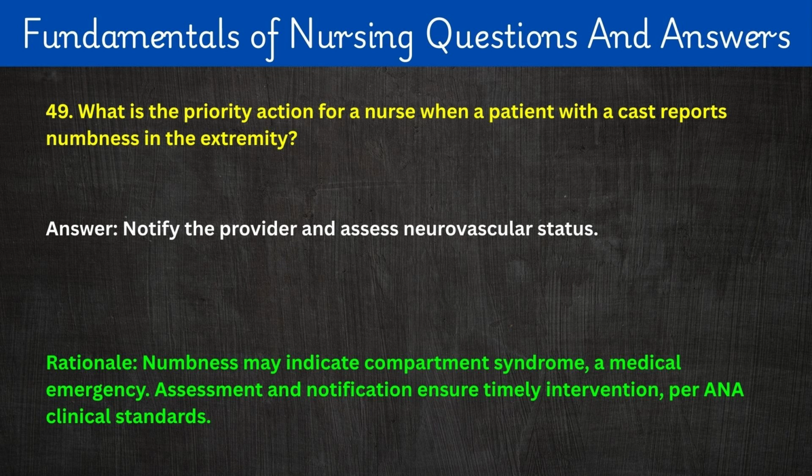49. What is the priority action for a nurse when a patient with a cast reports numbness in the extremity? Answer. Notify the provider and assess neurovascular status. Rationale. Numbness may indicate compartment syndrome, a medical emergency. Assessment and notification ensure timely intervention, per ANA clinical standards.